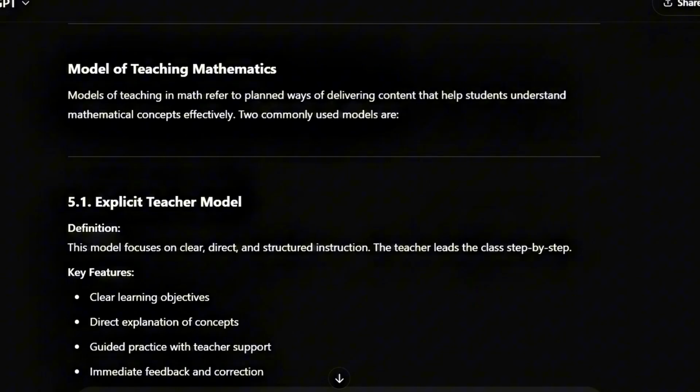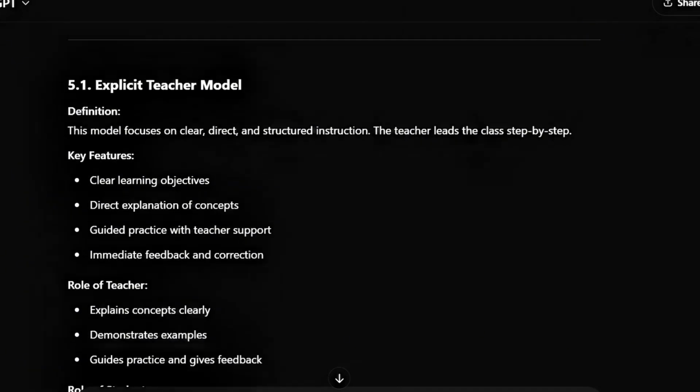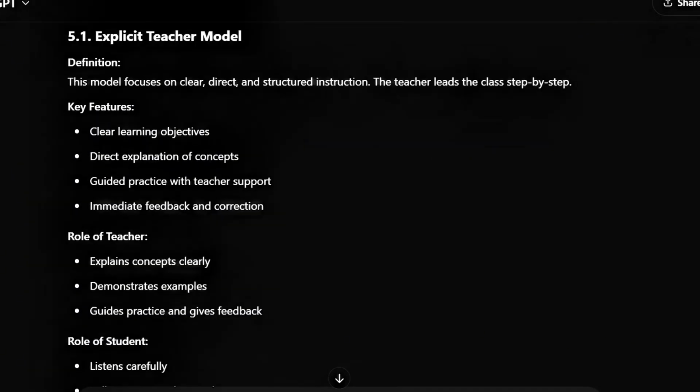Model of teaching mathematics. Models of teaching in math refer to planned ways of delivering content that help students understand mathematical concepts effectively. Two commonly used models are: 5.1 Explicit Teacher Model. Definition: this model focuses on clear and structured instruction. The teacher leads the class step by step.